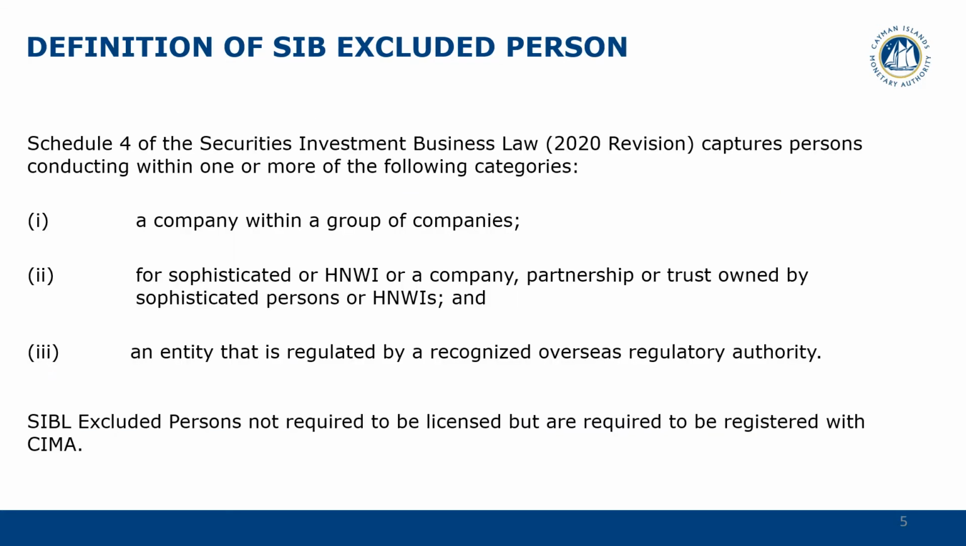So who exactly are we talking about when we discuss SIB excluded persons? Well, these SIB excluded persons are not required to be licensed, but are now required to be registered with CIMA, and they were formerly excluded from regulation. However, Schedule 4 of the Securities Investment Business Law 2020 Revision captures these persons within one or more of the following categories: a company within a group of companies, a sophisticated or high net worth individual, or a company, partnership or trust owned by high net worth individuals, or an entity that's regulated by a recognised overseas regulatory authority.